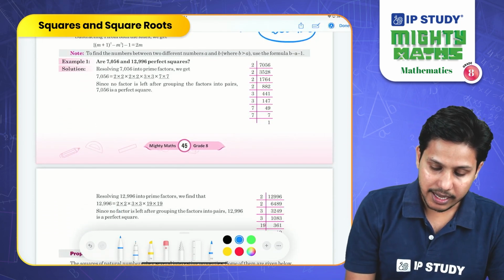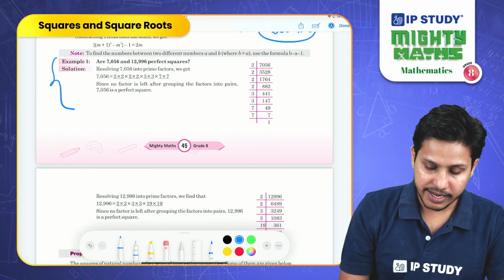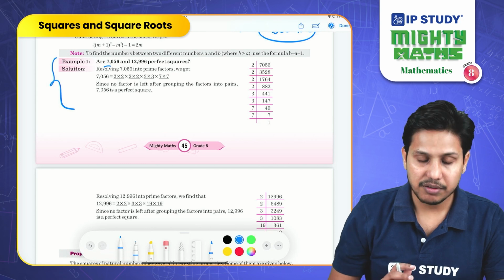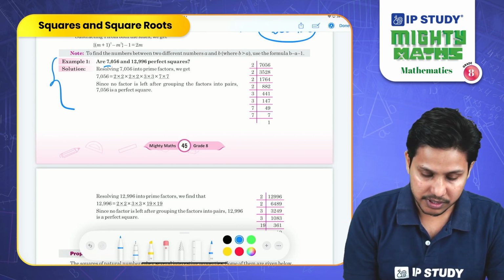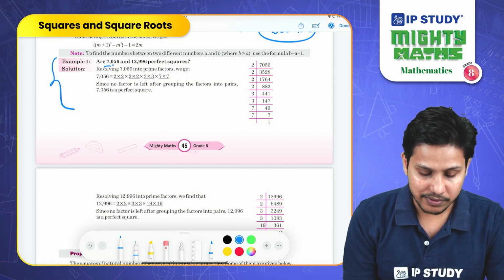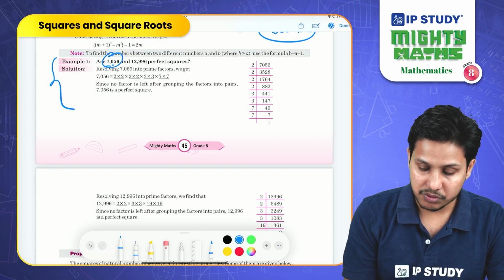Yes. Now here is an example that we have already covered, on how to check if a number is a perfect square or not. So the first is: is 7056 a perfect square or not?